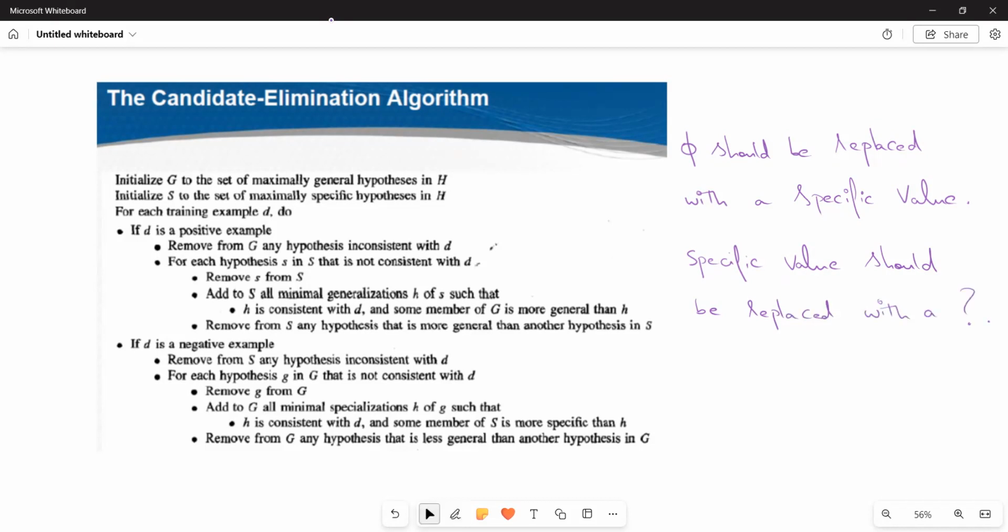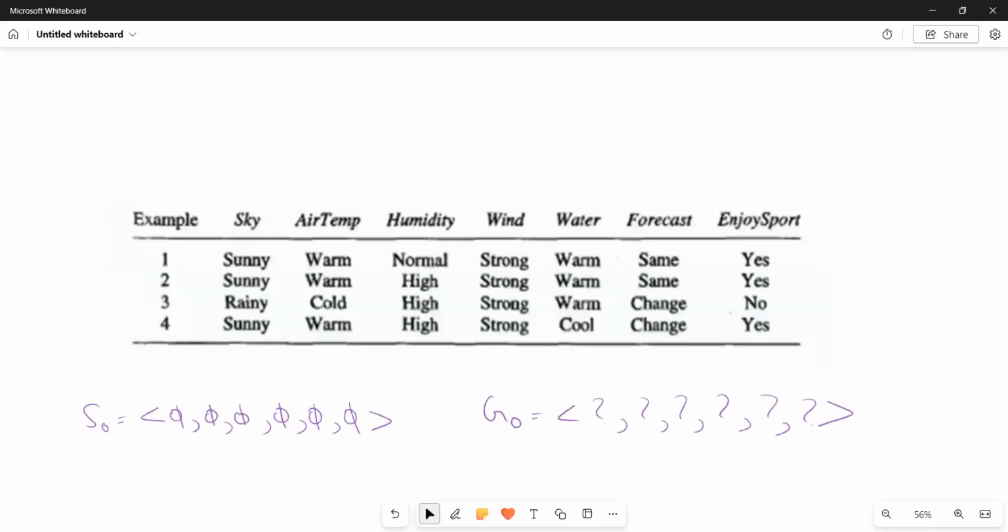Okay, so are you able to get me? When we are going for the comparison, you have your set of nulls and you have your set of specific. It is inconsistent. So this null will be replaced with a specific value. So what is the specific value we are talking about?